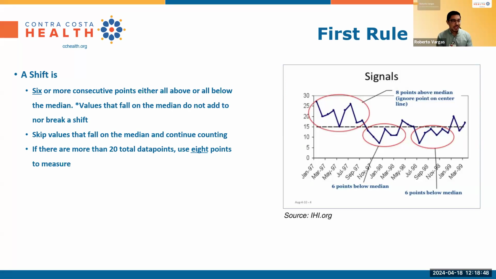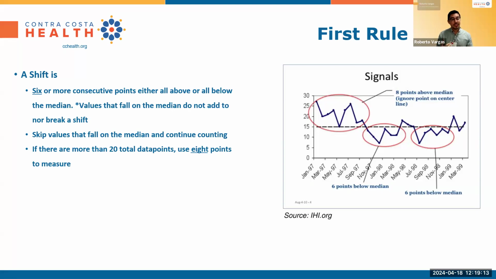And that first thing is a shift. And so a shift, as you can see here, is 6 or more consecutive points, either above or below the median. If you remember, I said that this is a run chart, and a run chart utilizes a median as a line through the middle of all of its data. So that's what you see there represented in the dotted line going through your data.